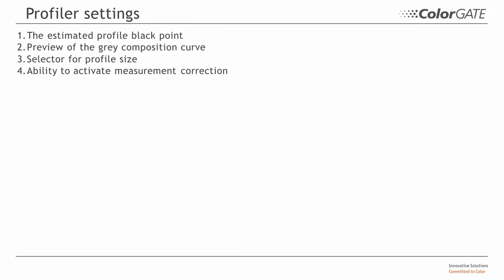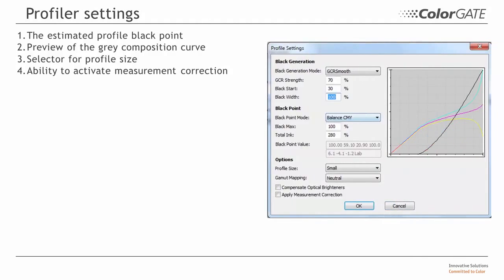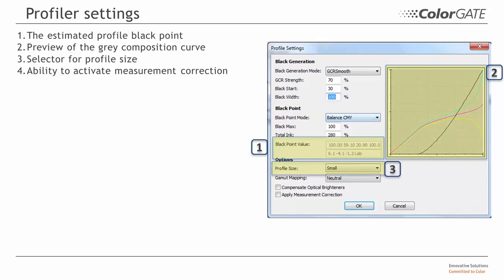In the revised profiler settings dialog, there are four main improvements. Firstly, the calculated LAB value of the profile black point is shown. Secondly, a preview of the gray composition curve depending on the selected separation settings. Thirdly, the profile size can now be selected in 4 steps to enhance precision. Fourthly, deviations in the measured values are automatically corrected when the measurement data correction function is activated.